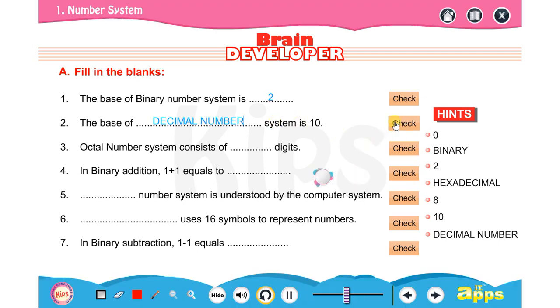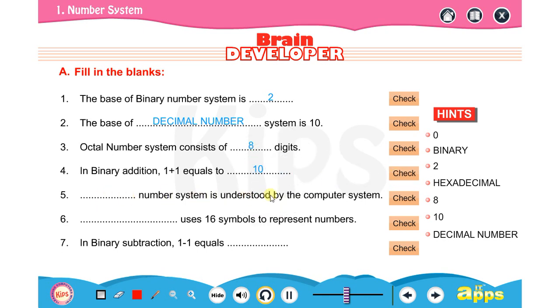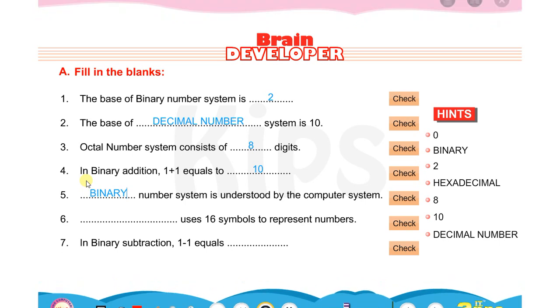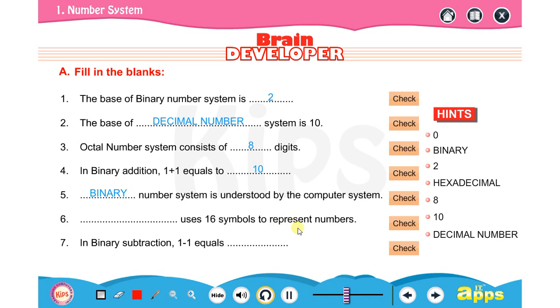Then we have octal number system consists of how many digits? 8 digits. Fill 8. Fourth, in binary addition 1 plus 1 equals to 10. Fifth, the dash number system is understood by the computer system. It is binary number system. Next, dash uses 16 symbols to represent numbers. So it is hexadecimal.